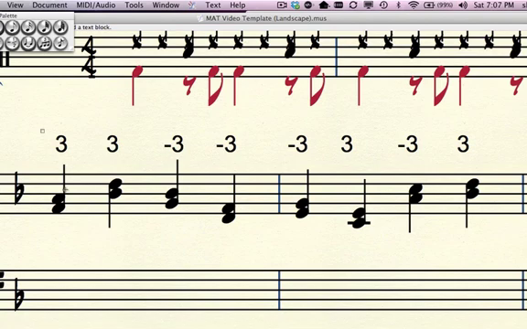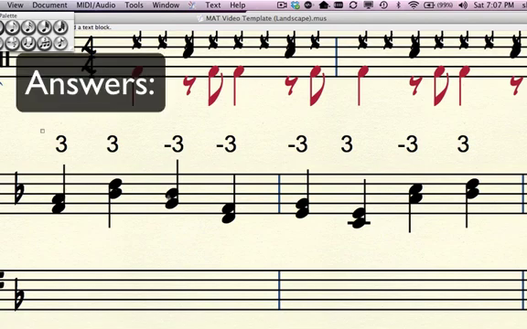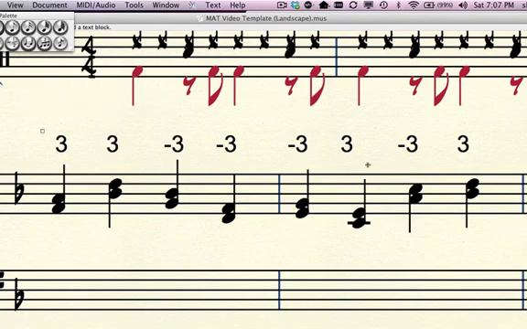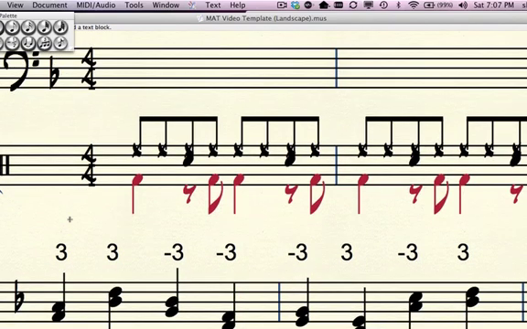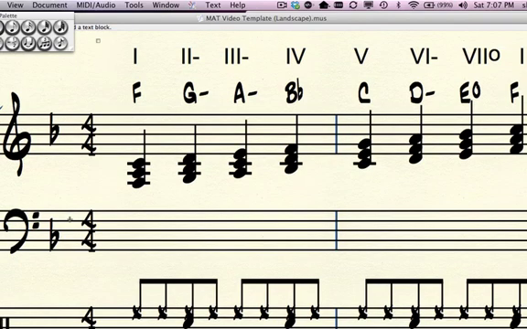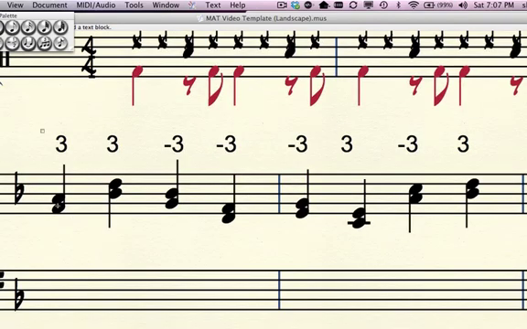Okay, we're back. Here's your answers. Major third, minor third, and so on. And they all relate to the fundamental chords of the key. That starts on the first scale degree.